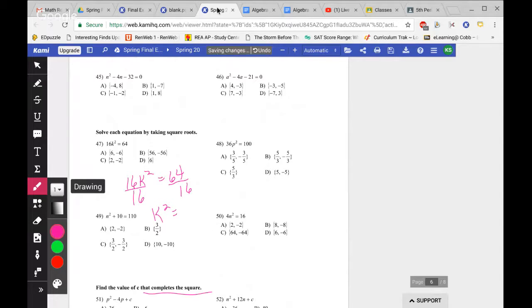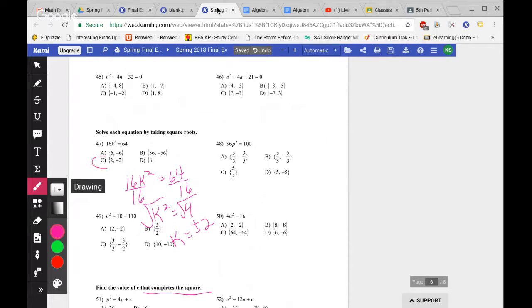And at this point, you can approach this one a couple of different ways. You can either divide the 64 by 16 if you wanted to at this point, or you could take the square root of the top and the square root of the bottom. Either way would work perfectly fine in this situation. I'm just going to do it this way. And then I'm going to take the square root of both sides, and that's going to give me plus or minus 2.